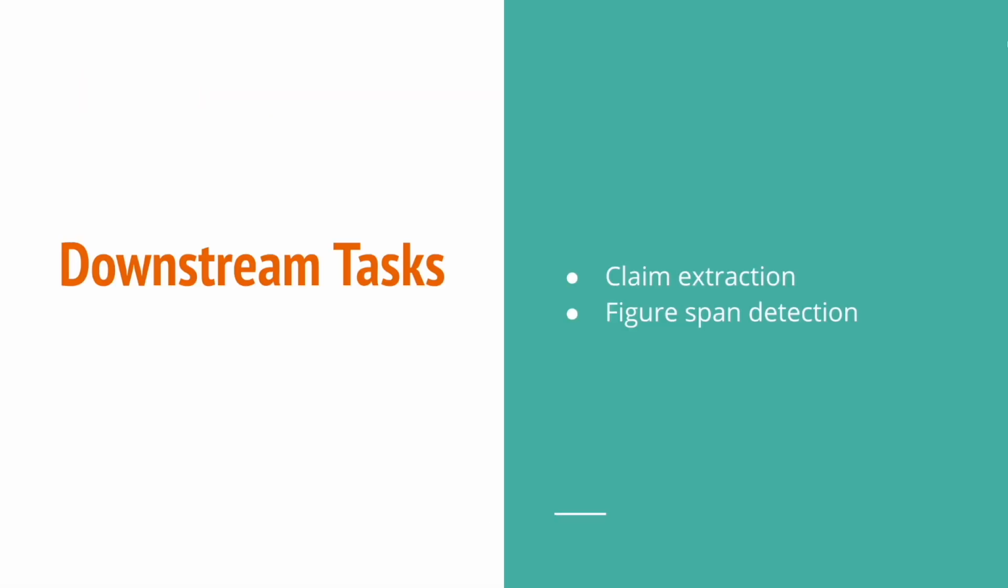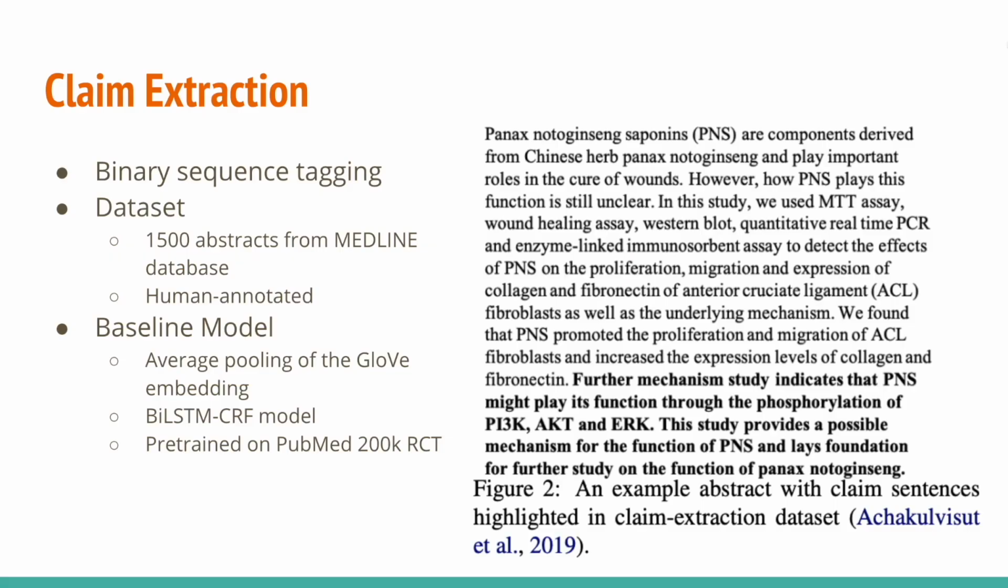Next, let's move to the second half of our work. We show the benefit of applying scientific discourse tagging task to two downstream tasks, claim extraction and evidence fragment detection. Claim extraction task identifies claim sentences in an abstract. The figure on the right is an example abstract, and the bold sentences are the claim sentences. The task is essentially a binary sequence tagging problem.